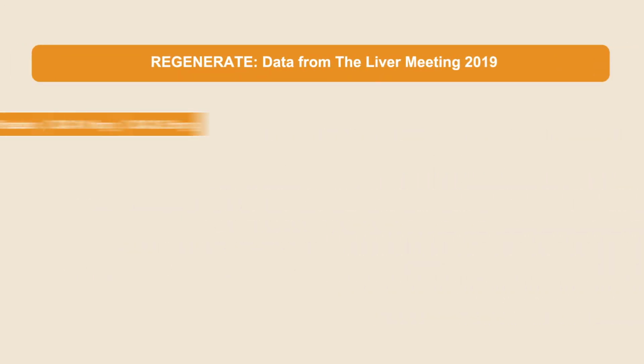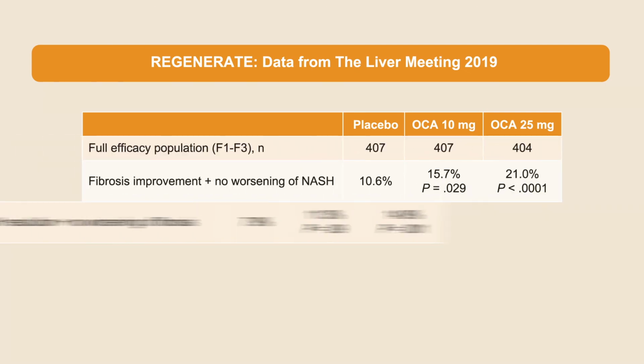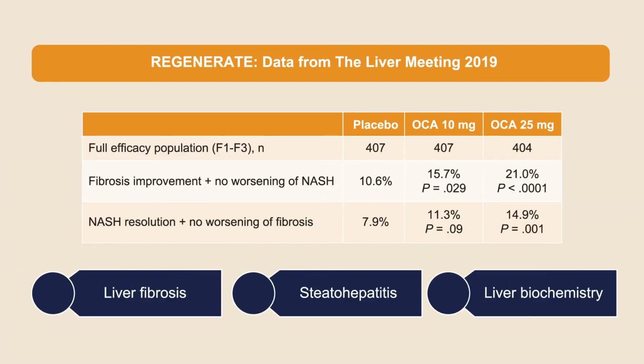Now I would like to summarize the Regenerate data that was presented at the Liver Meeting in 2019. After 18 months of treatment, obeticholic acid was shown to improve liver fibrosis, steatohepatitis, as well as liver biochemistry in patients with stage 1, stage 2, and stage 3 fibrosis, demonstrating consistent efficacy with an overall similar safety profile across the 3 stages of fibrosis among patients with biopsy-proven NASH.